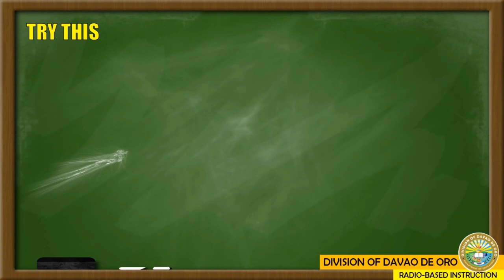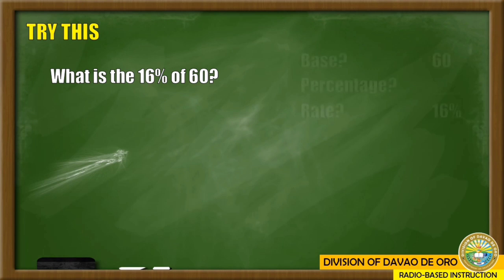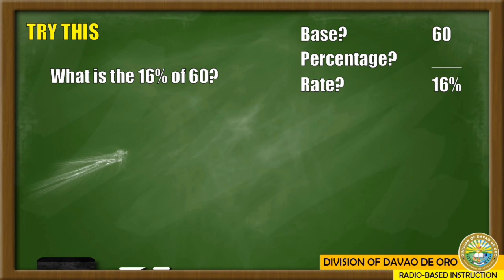Okay, answer this on your module. Try this. We have a problem which is, what is 16% of 60? I repeat, what is 16% of 60? Now, I will give you the given for you to answer, which is our base is 60, our percentage is blank, and our rate is 16%. All you have to do is to get the value of the percentage. Understood? Very good.